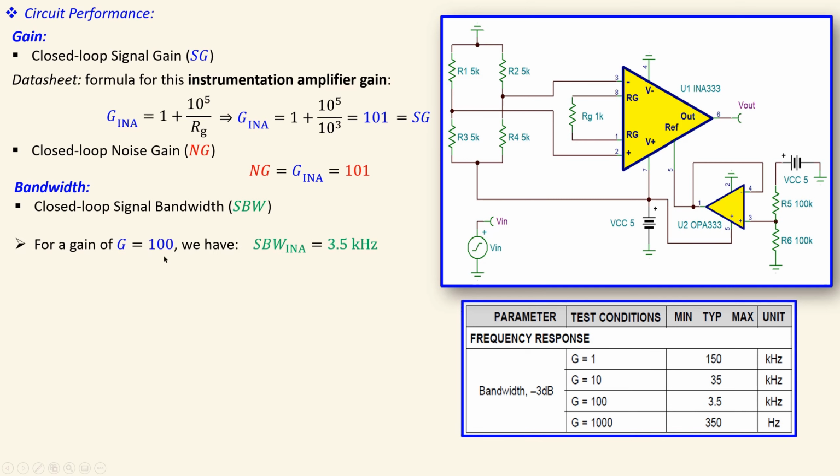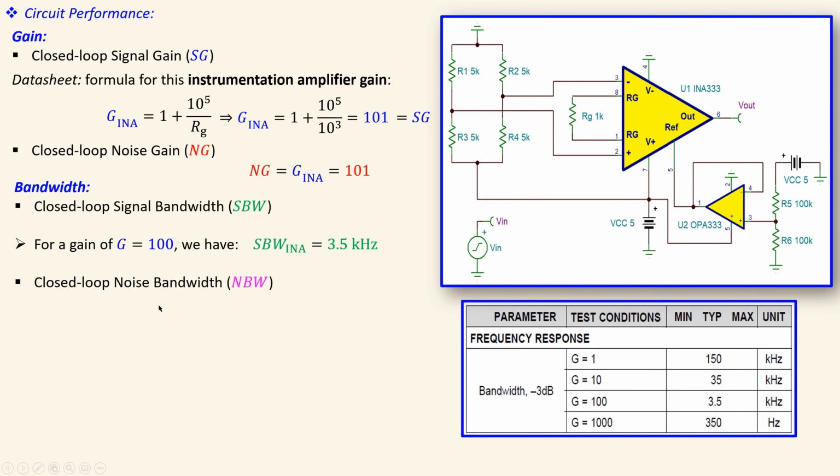So for a gain of 100 we have a signal bandwidth of 3.5 kilohertz. Of course our gain is a little bit larger, so we will have a slightly smaller signal bandwidth. But this will do the job, it's no problem, not much error.